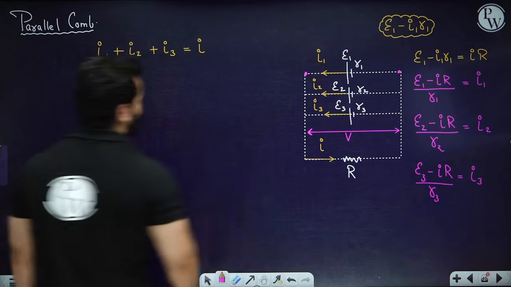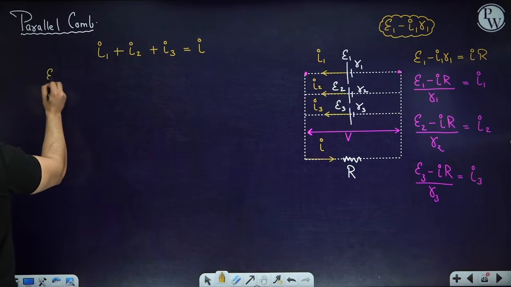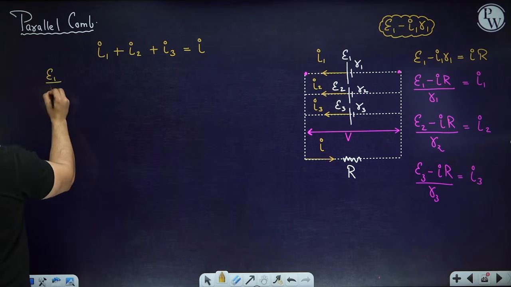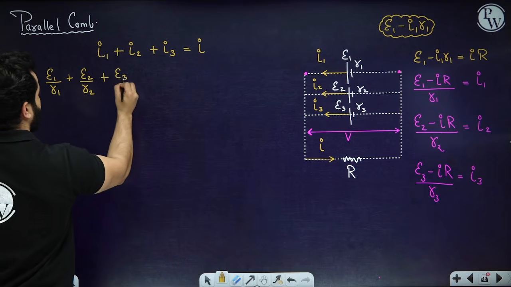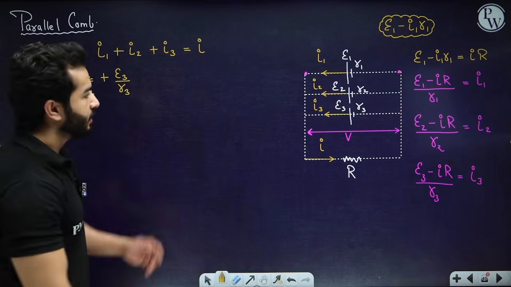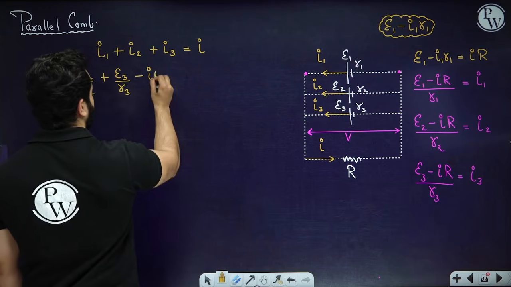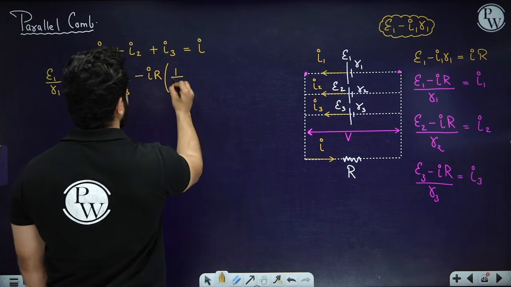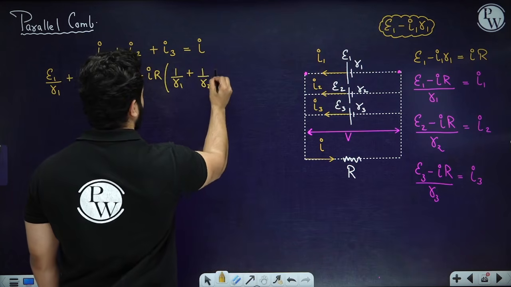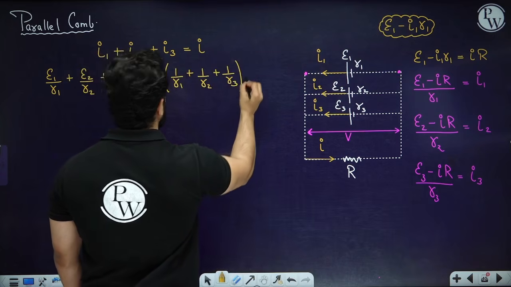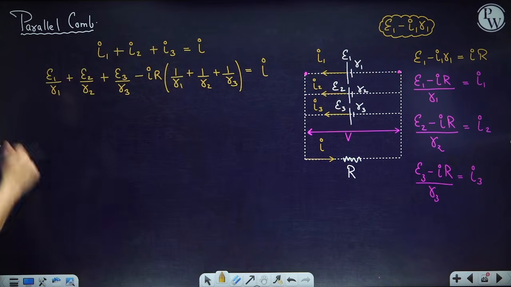Substituting the values over here, we'll get E1 upon R1 plus E2 upon R2 plus E3 upon R3, and I'll take minus IR as common, and we'll be left with 1 upon R1 plus 1 upon R2 plus 1 upon R3 and equals to total current, that is I. Hopefully this is clear, right?